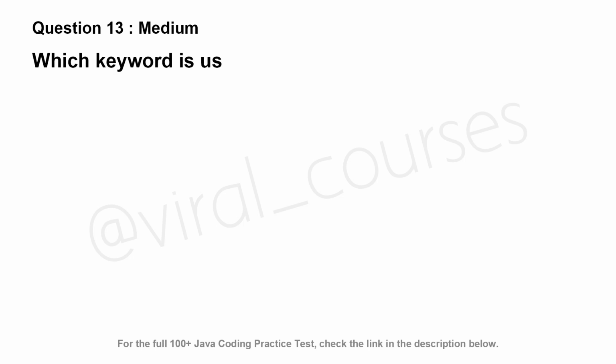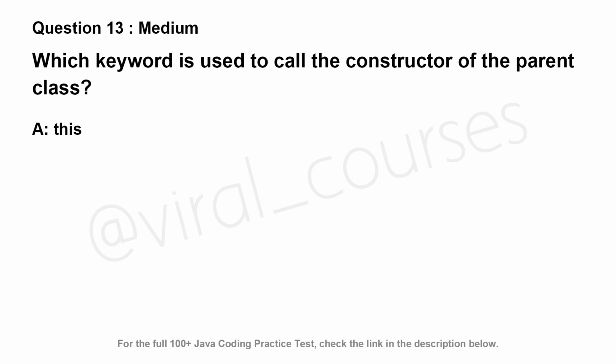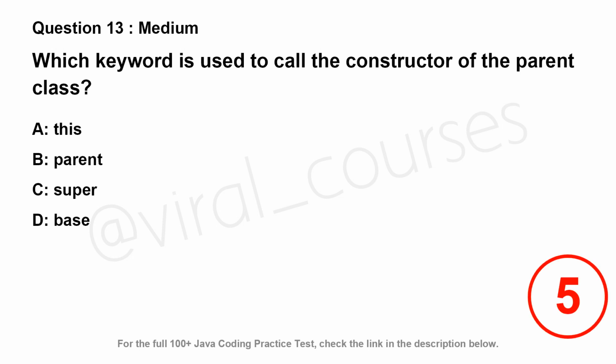Which keyword is used to call the constructor of the parent class? Option A, this. Option B, parent. Option C, super. Option D, base.